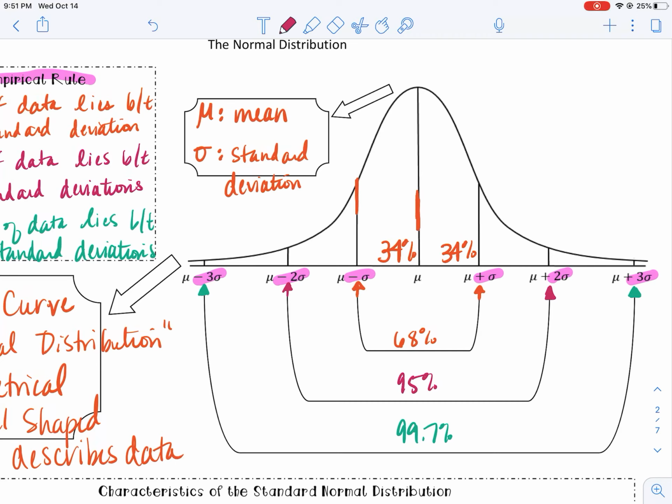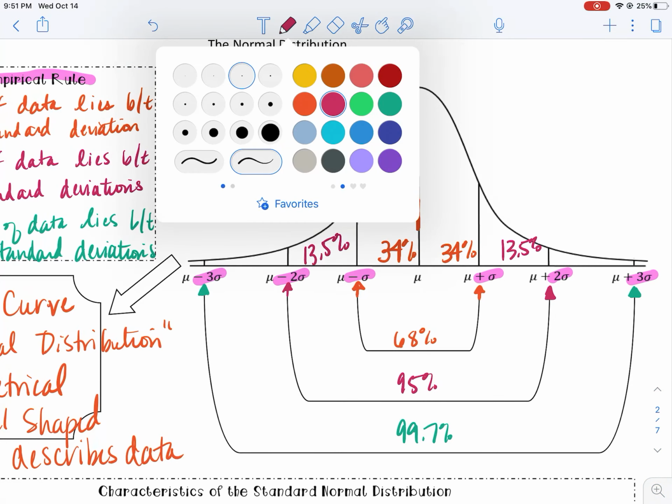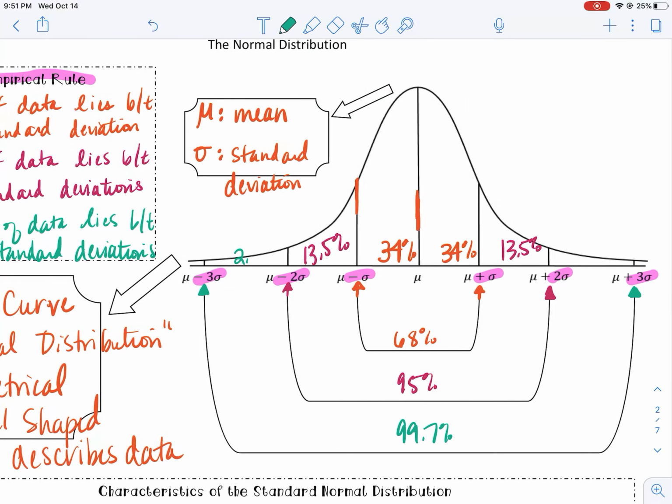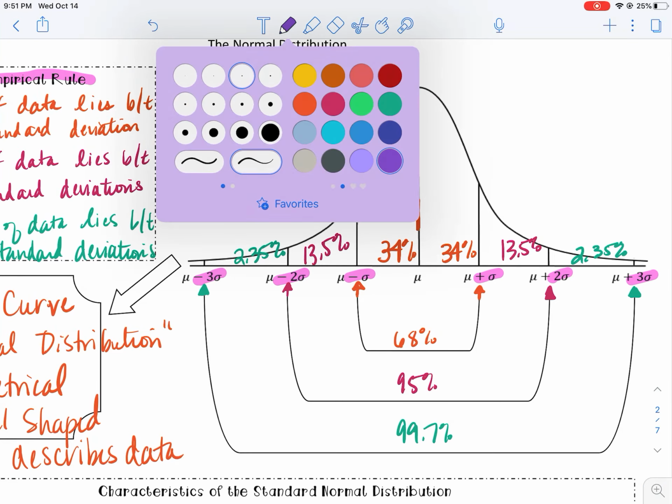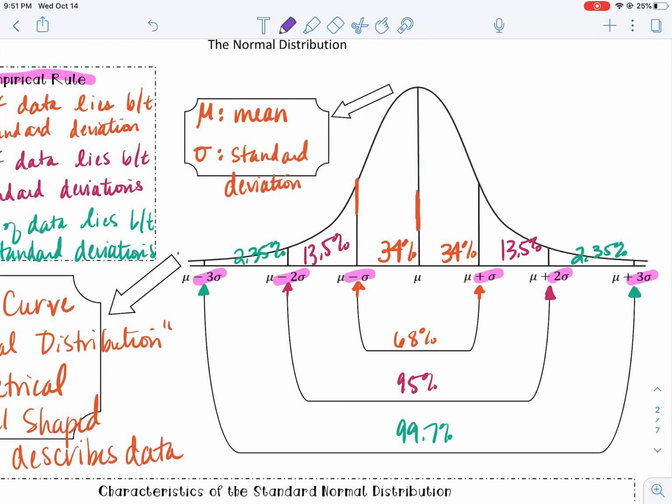The second one, if you do the calculations, is 13.5 and 13.5. And the next one is 2.35 and 2.35. And then the final, this very last section out here, is 0.15%.